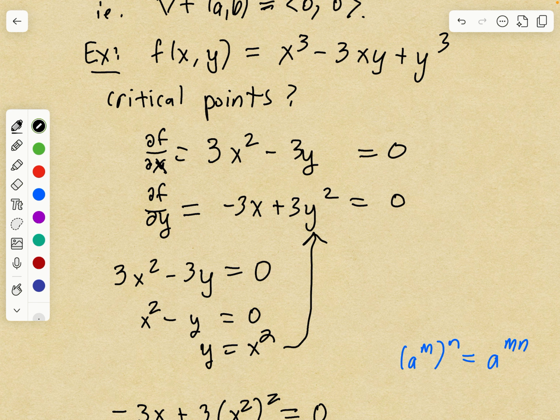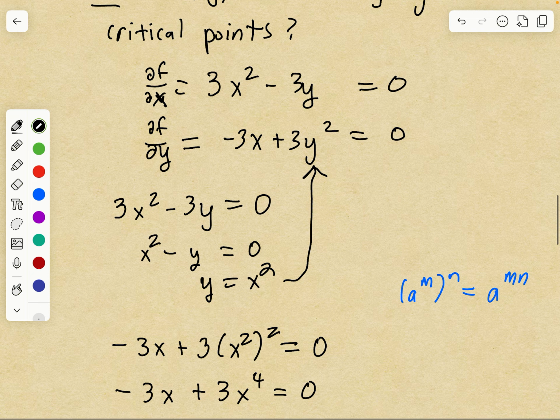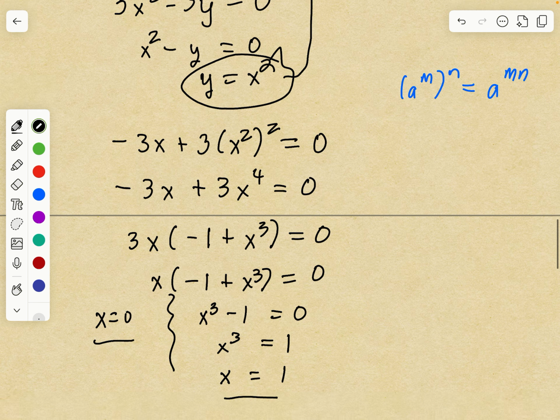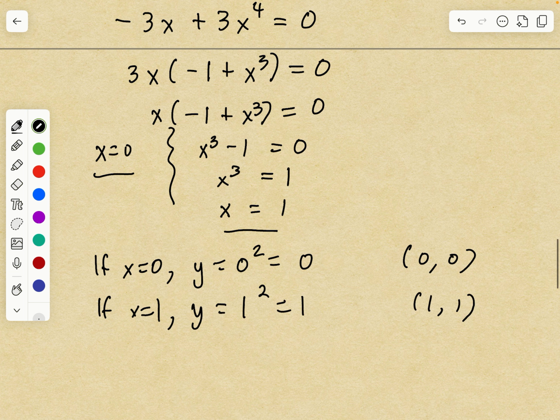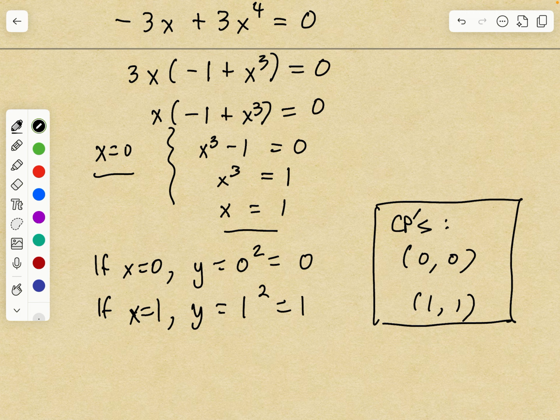So from the first equation, well actually you could substitute in either equation, or since we found that y is equal to x squared, that's even easier, right? So if x is 0, then y is equal to 0 squared, which is 0. So you have a critical point of 0, 0. And if x is 1, then y is equal to 1 squared, which is 1. So you have a critical point of 1, 1. So these are the critical points of the function.